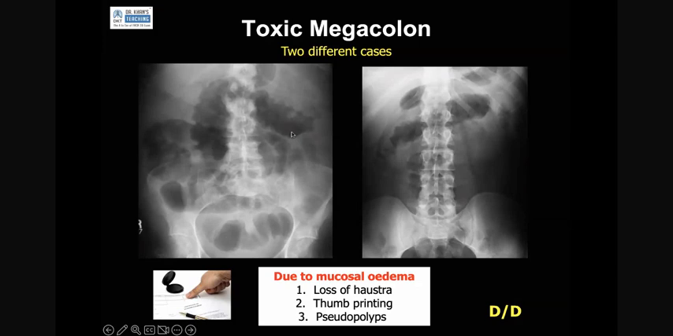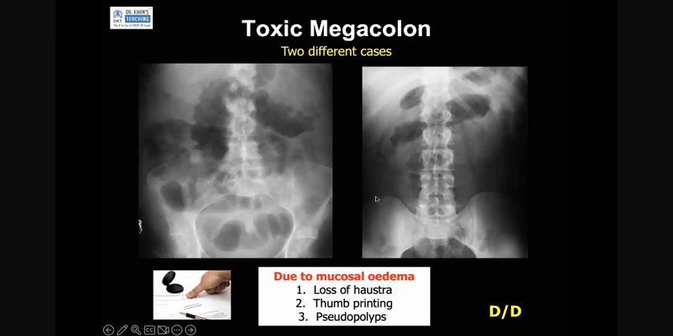Toxic megacolon is very important. Even it comes in rapid reporting. Remember that. It comes in the Viva, it comes in the rapid reporting, and you can see these thumbprints, you can see these pseudopolyps, you can see loss of haustra. This is another one, loss of haustra.